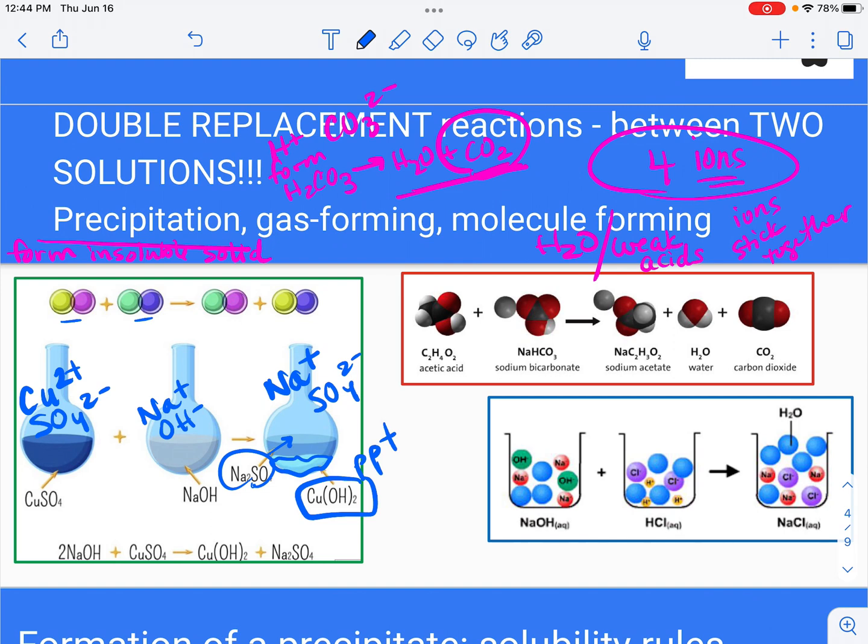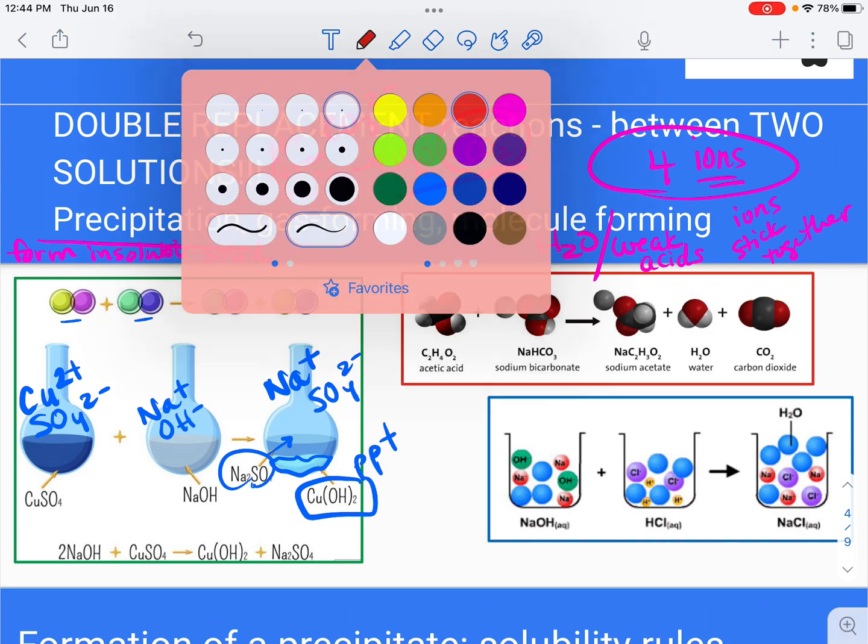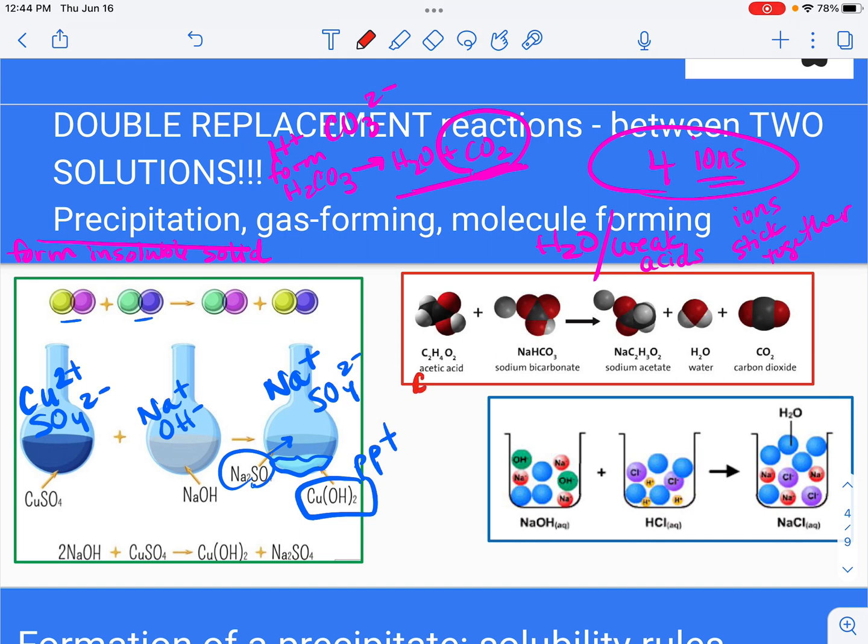The gas forming, you're always on the lookout for the formation of three things. I'll address those in just a second, but you can see that in this case, we would have taken this acetic acid, which I would not have written the formula like that. I would have written it as CH3COOH or as HC2H3O2 so that you could see the hydrogen ion that's going to be replaced.